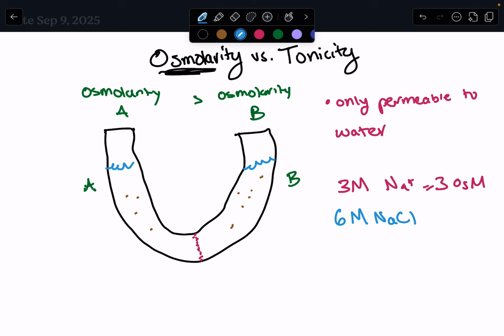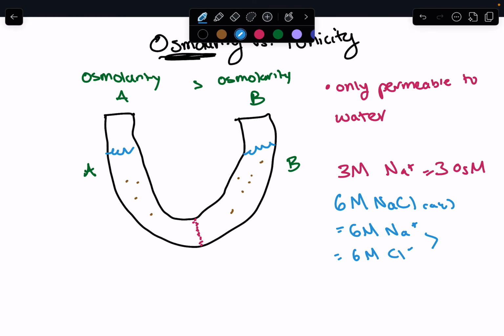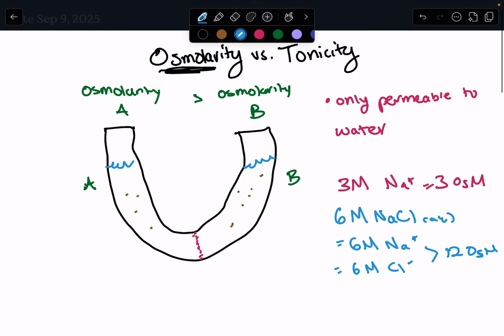So we would say that this turns into, because it ionizes, right? It becomes an aqueous solution. We have NaCl, we have Na ions, and we have Cl ions. So we get 6 moles of Na plus ions, 6 moles of chloride ions. That would give us a total osmolarity of 12 osmoles. Because we need to make sure that we're taking into account the total ion concentration, not compound concentration. So that's an important clarifying concept.